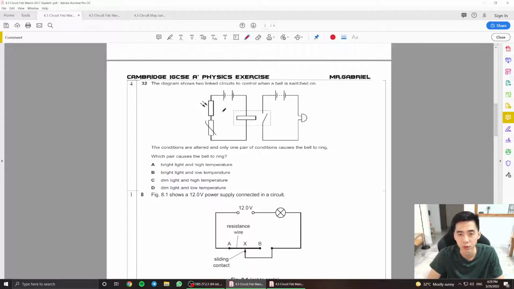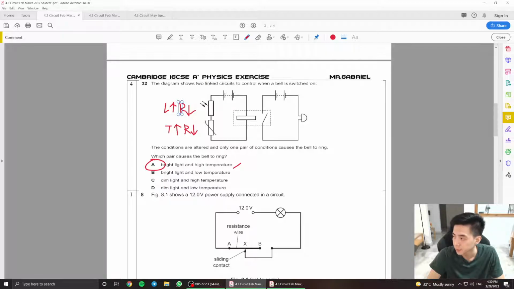This is obviously a relay switch here. I want to have more current flowing here, meaning to say I want both of these resistors to be low. Since this is a light-dependent resistor, the light intensity must be high. Since this is a thermistor here, for the resistance to drop, the temperature must be high as well. So bright light and high temperature, this is going to be your answer here.